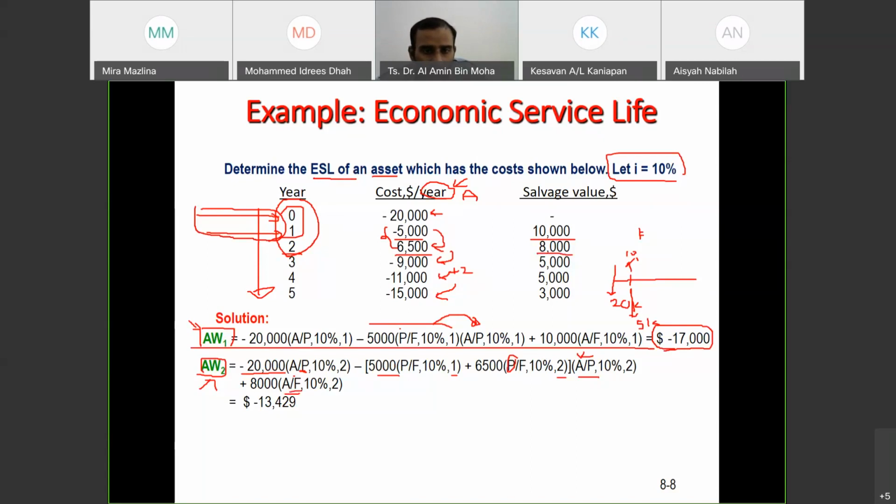So why don't we take this into consideration? Because you can't sell at year 1, since they already tell you N is 2. So we only consider the salvage value for the specific given N. So AW2 is only for 2, and if it's AW3, we consider only that. Now we have calculated AW2, and you're going to get 13,429. And then we need to repeat this for AW3.